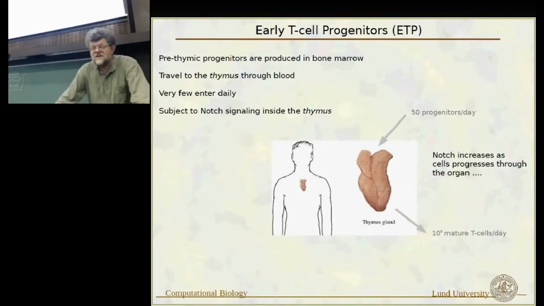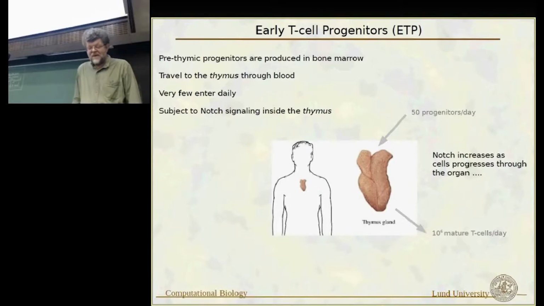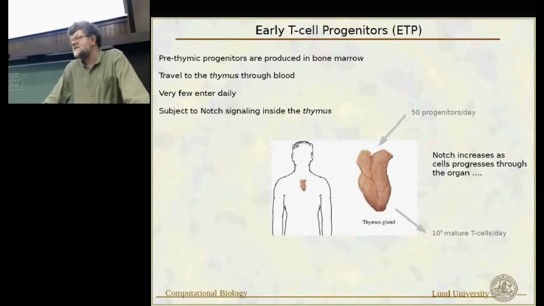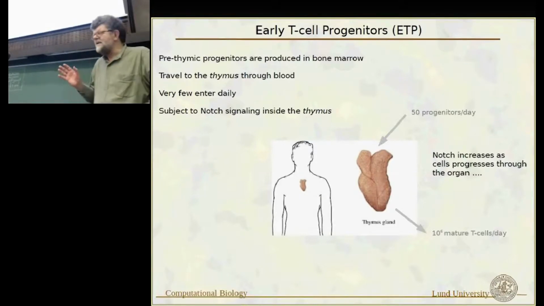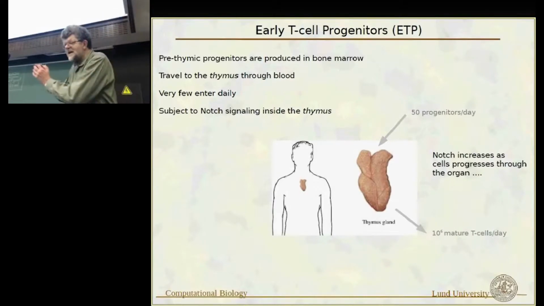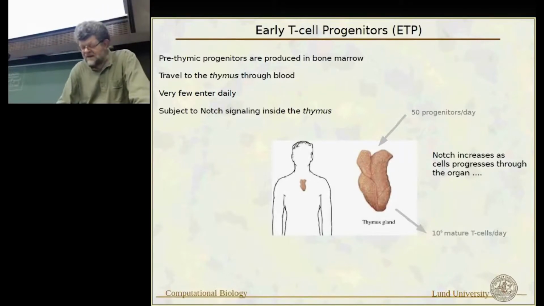So if there's something to be learned here that can be used for the other lineages, it's fantastic. So 50 progenitors on the average enter the thymus per day. It's not a lot, from the bone marrow, and out comes, and one can debate that number, 10 to the 6 or something like that, immature or mature T cells. And it is assumed, and there was some evidence for it, namely that the external signal, here being Notch, increases as you progress through that particular organ.